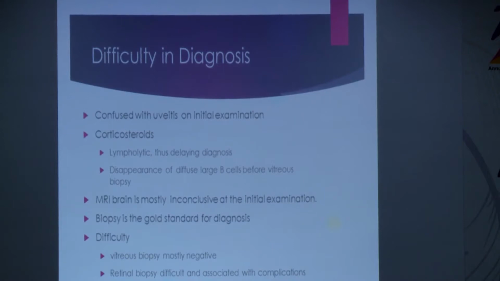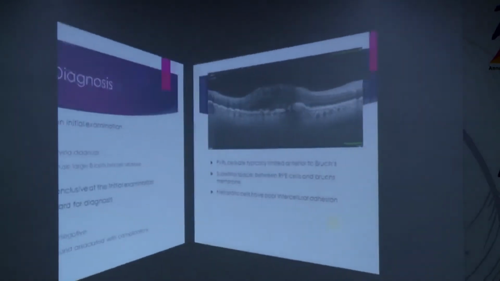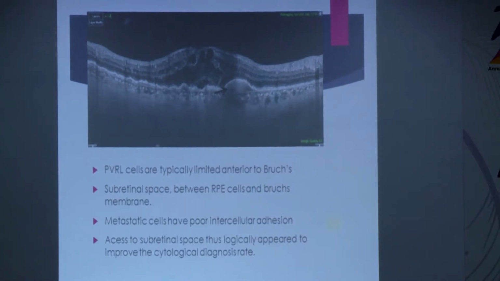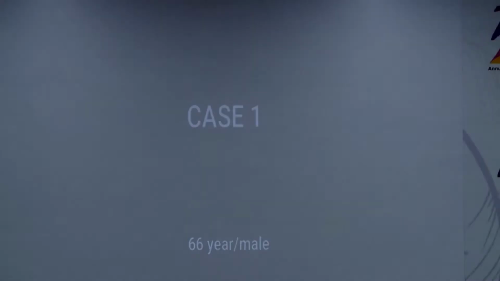Biopsy is the gold standard for diagnosis, but vitreous biopsy often comes out to be negative, while retinal biopsy is cumbersome and has its own complication rate. PVRL cells are located mostly anterior to Bruch's membrane, as shown in this OCT image, invading vitreous, retina, subretinal space and space between RPE and Bruch's membrane. Thus, access to subretinal space logically appears to improve the cytological diagnosis.